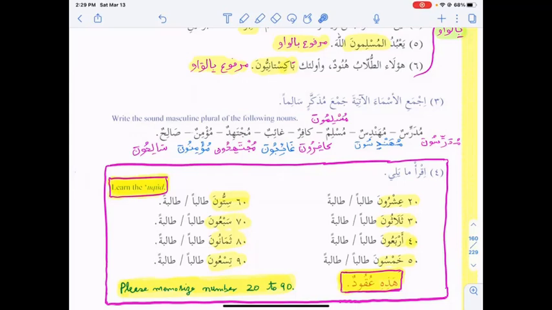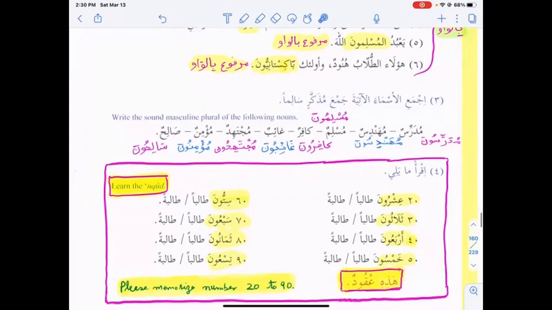So here it is, my brothers and sisters. Mudarrisun, what will be the Jama Muzakkar Salim? Only Jama Muzakkar Salim. See, it says here, Jama'u Muzakkari Salim. Mudarrisun, Mudarrisuna. I'm reading it a little fast. Muhandisun, Muhandisuna. Muslimun, Muslimuna. Kafirun, Kafiruna. Ghaibun, Ghaibuna.